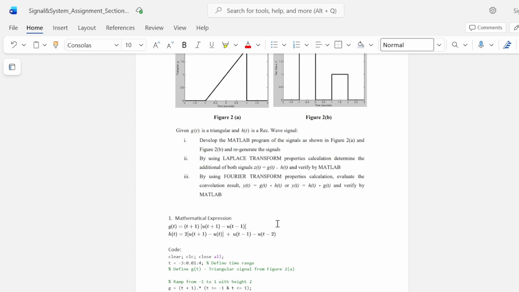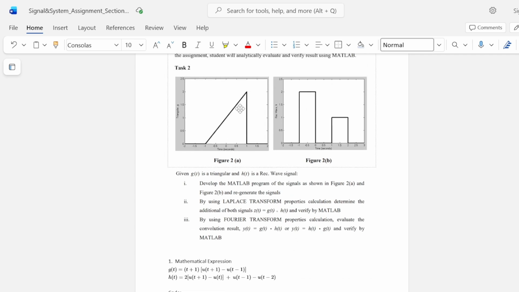Firstly, we look at the mathematical expression of these 2 signals. This triangle-shaped signal is g(t), which we write as (t+1)u(t+1) minus (t-1)u(t-1). And this one is h(t), which has 2 rectangular signals. The first starts from -1 to 0, so it's u(t+1) minus u(t), and the second starts at 1 and ends at 2, so it's -(u(t-1) minus u(t-2)).